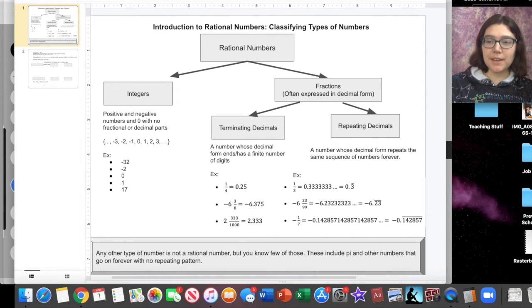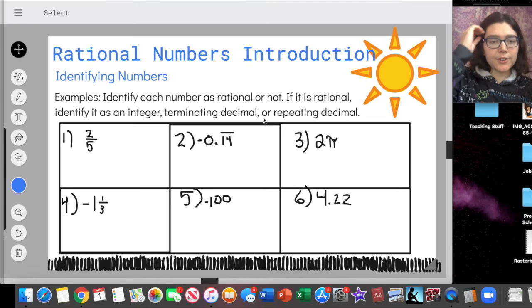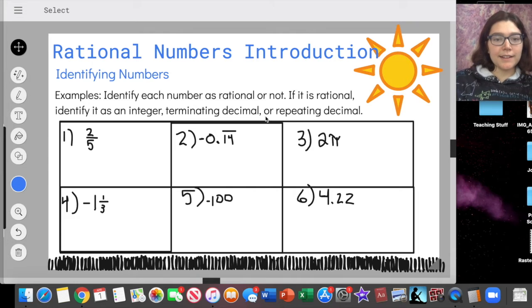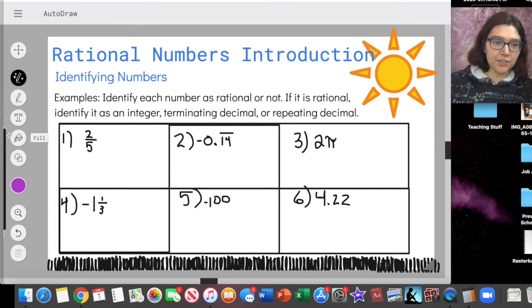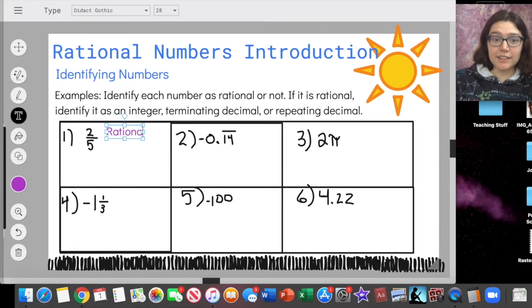And now we're going to go to some examples to classify them. So our first one, identify 2/5 as rational or not. If it's rational, identify it as an integer, a terminating decimal, or a repeating decimal. Okay, so first we need to ask ourselves, is this rational or not? So yes, this is rational.